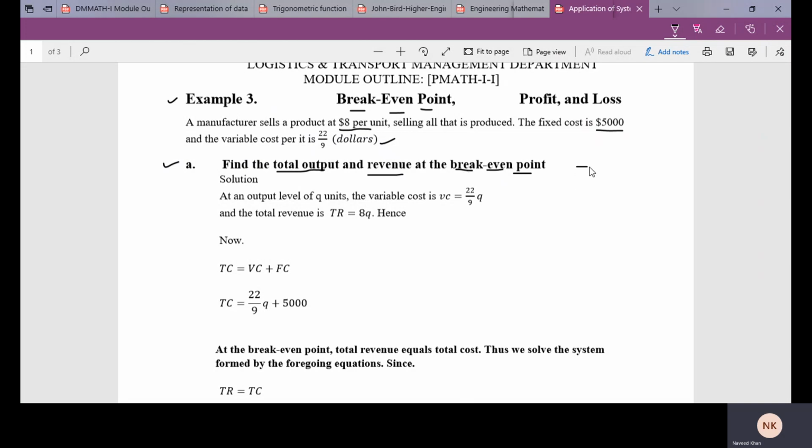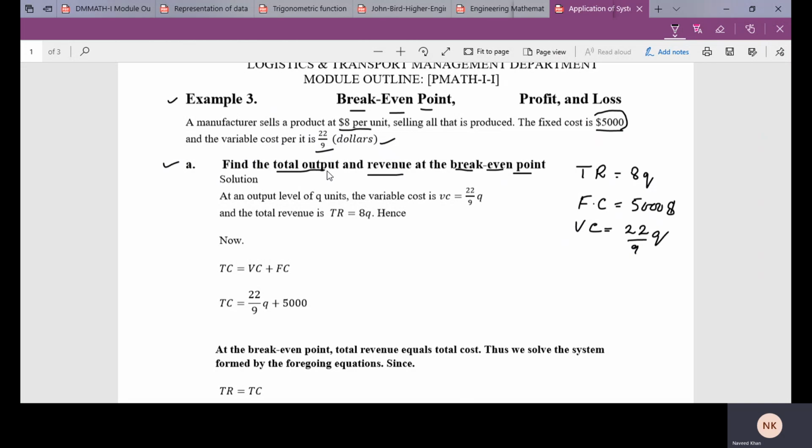So here the total revenue is 8Q, because the price of one unit is 8, and we need to find the total units, so it becomes 8Q. The fixed cost is already given, which is $5,000, and the variable cost is already given in the question, which is 22/9 Q. Okay. Now come to the question part A.